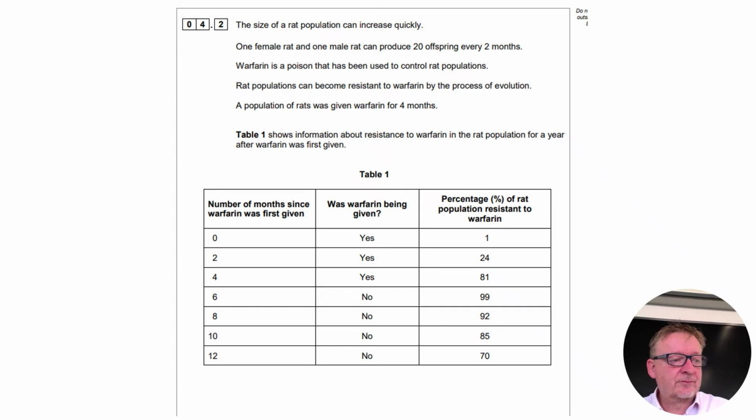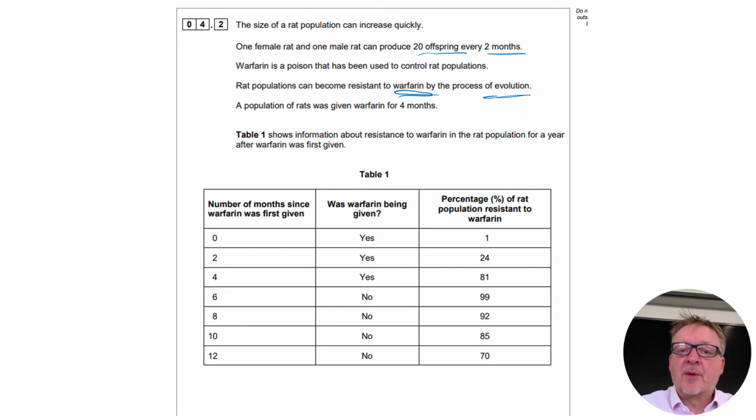Okay, so 4.2, the size of a rat population can increase quickly. One female rat and one male, 20 kids in 2 months. That's just shocking. Warfarin is a poison that has been used to control rat populations. Rat populations can become resistant to warfarin, right, by the process of evolution.